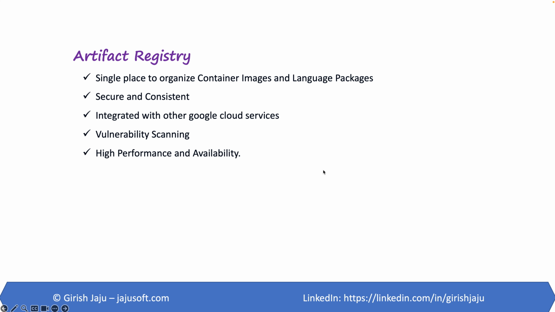What is Artifact Registry? Artifact Registry is a single place to organize container images and language packages like npm, maven, etc. It's secure and consistent. It's tied with Google's IAM authentication, so you can always control who to give access to. It's integrated with other Google Cloud services. As I said, if you want to trigger Cloud Run based on a file upload somewhere, or based on an event or a request coming to a load balancer, you can do that.